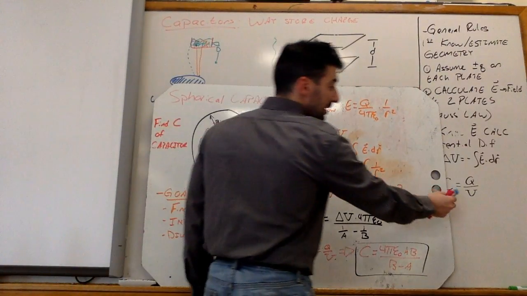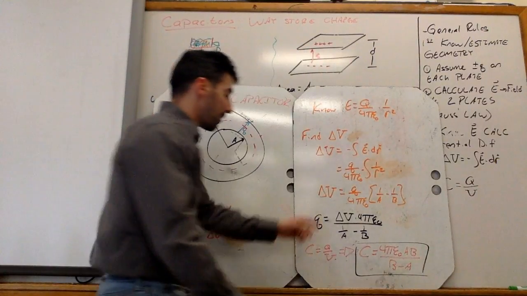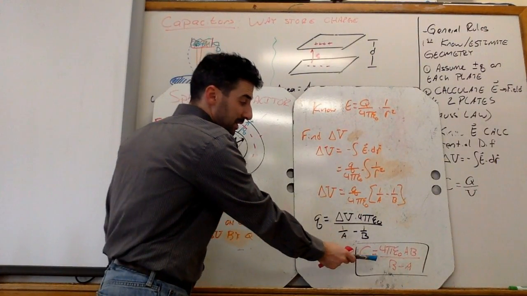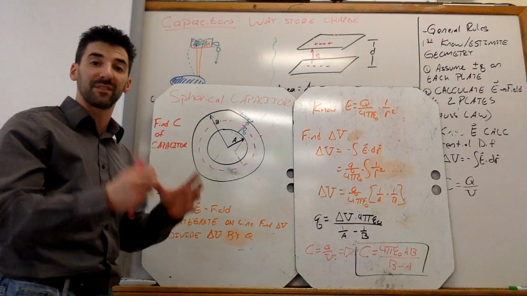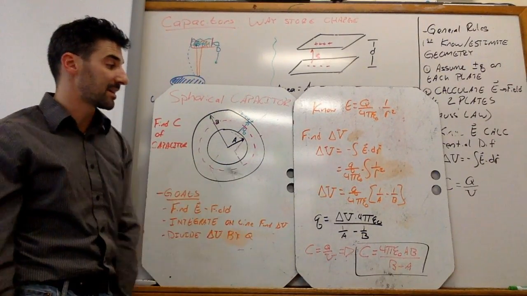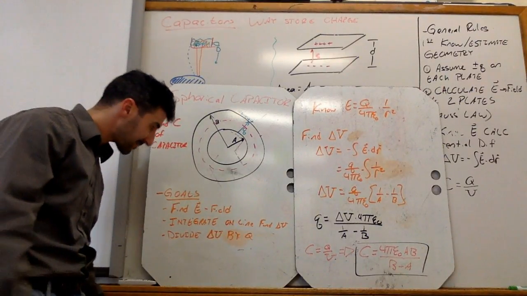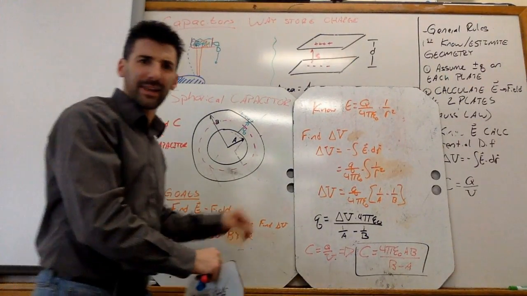Last step, c is equal to q over v. Plug that in, c is equal to q over v. A little bit of algebra gets me the capacitance for a spherical capacitor, and that is 4 pi epsilon naught AB divided by B minus A. What if I wanted to check that?